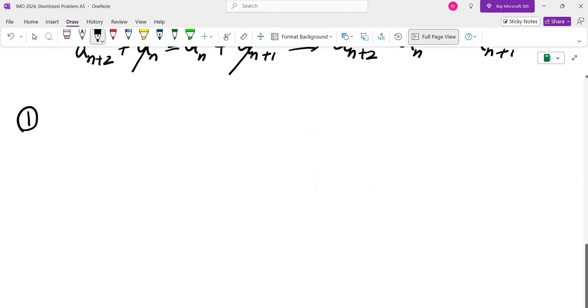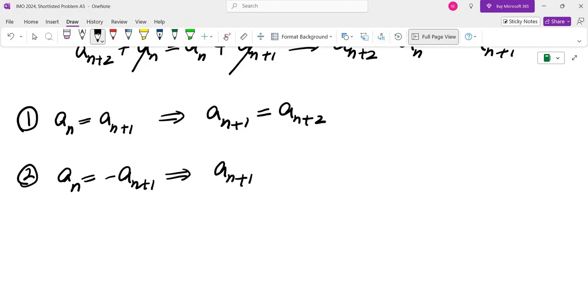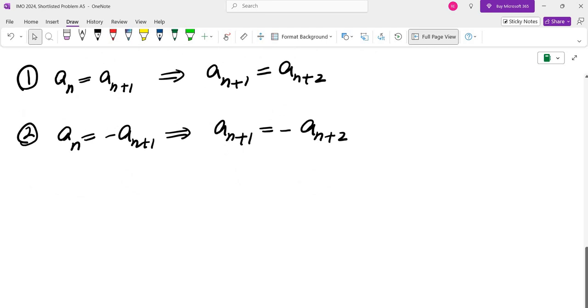So let's see what we got so far. We had two things that we got. We got that if a_n is equal to a_{n+1}, then I was able to show a_{n+1} is equal to a_{n+2}. And the second thing that I got was that if a_n is equal to negative a_{n+1}, then a_{n+1} is equal to negative a_{n+2}. Now, at this point, these two things can be obtained in a better way. So what does this really tell us?